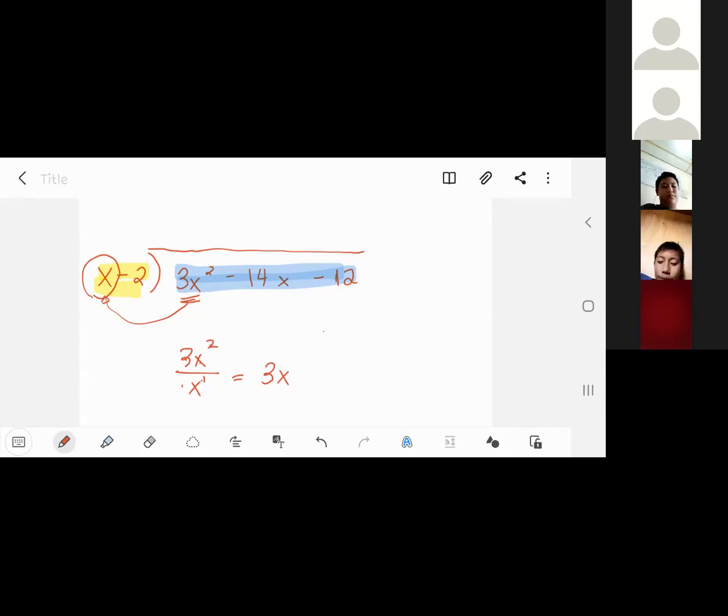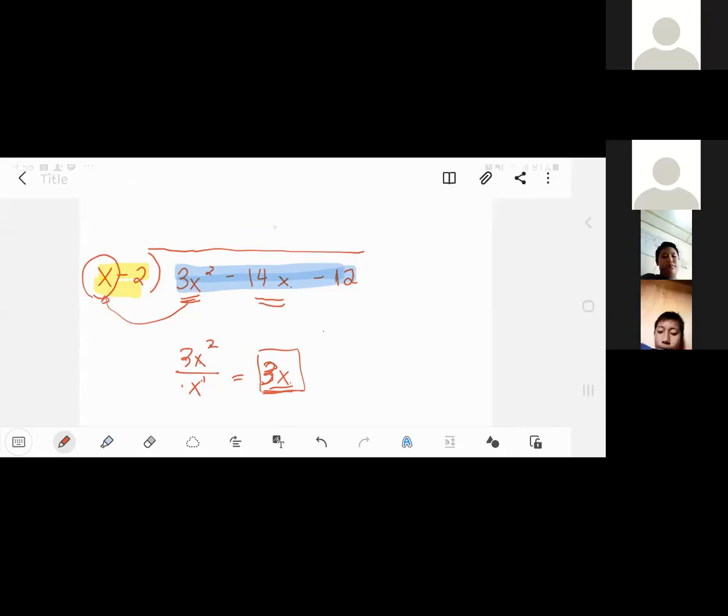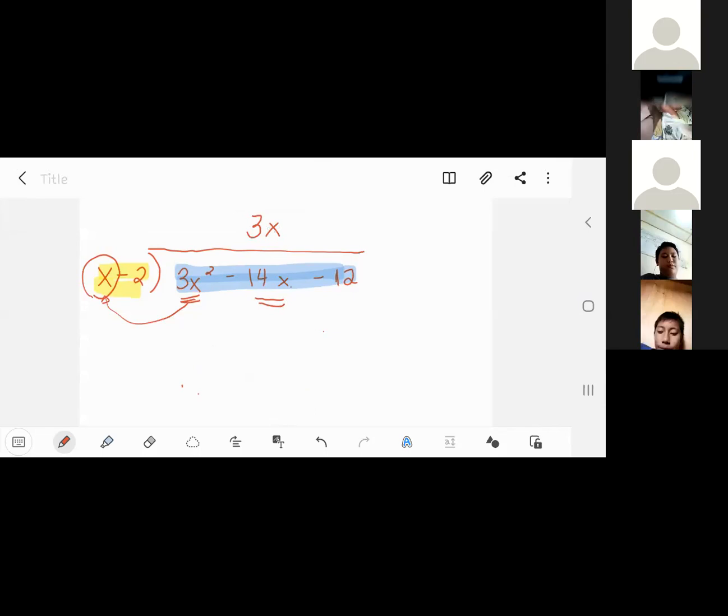Yes, ma'am. Okay. So you put your answer above, aligned with the similar term. Isn't it that the 3x is the same as the 14x? So you put 3x at the top of its similar term. So you put there 3x.